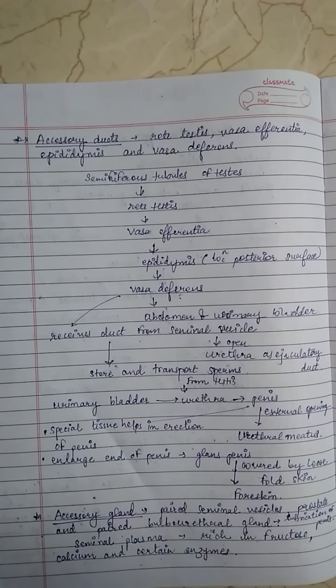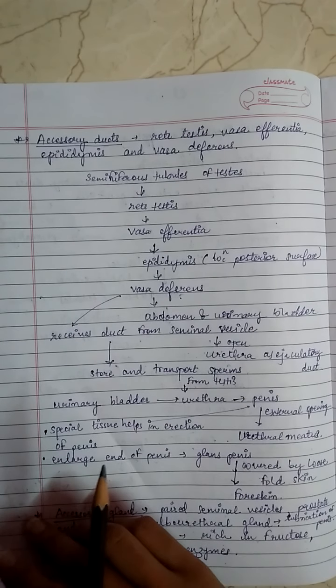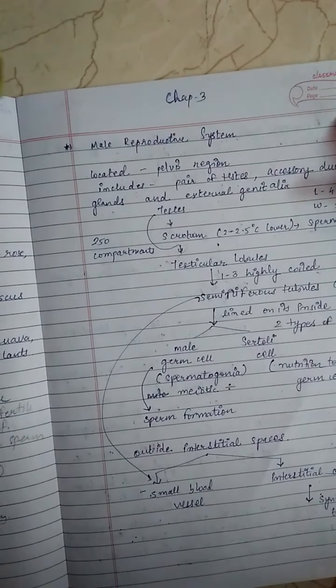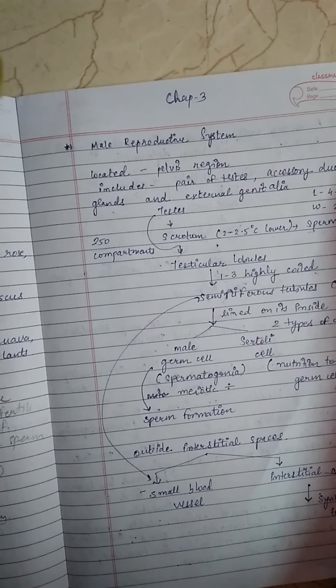So the male reproductive system is over. You have to write all this, the whole male reproductive system, with its diagram.